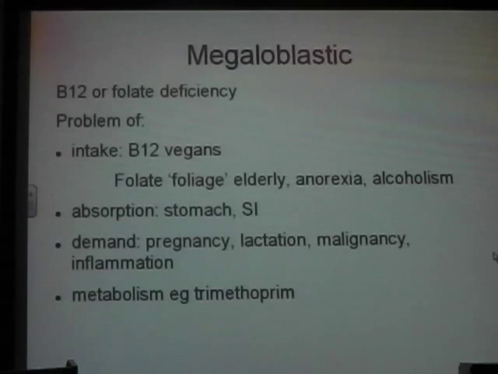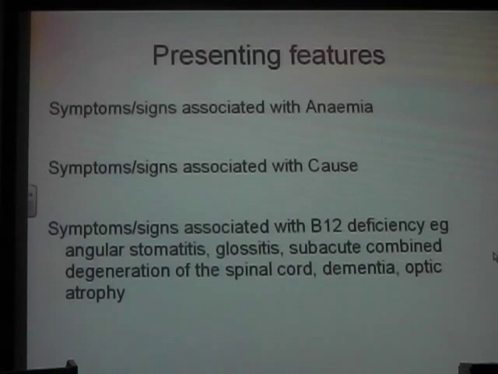Demand is the same list that we saw in iron deficiency. And metabolism, just so you know that some drugs can interfere with your B12 folate metabolic pathways. For example, trimethoprim and methotrexate. So, really similar to the last slide. How do they present? Symptoms and signs of anemia, you guys have told me those already. Symptoms and signs associated with the cause, we've gone through that already. And then finally, symptoms and signs associated with B12 deficiency.